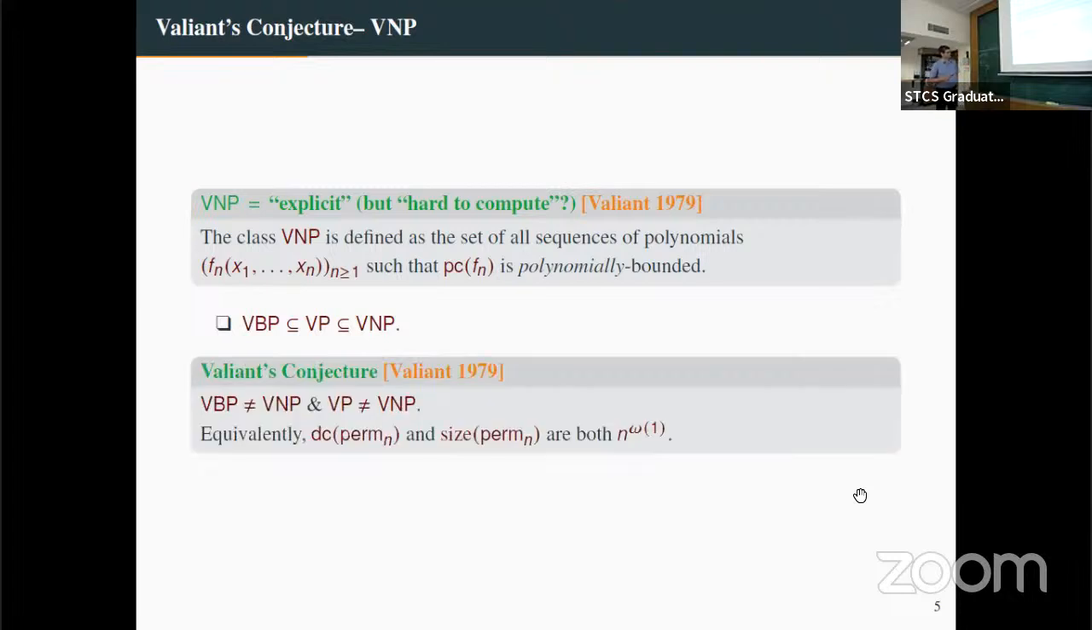In fact, Valiant already conjectured them to be different. Precisely, he conjectured that determinant and permanent complexities are strictly separate. So the permanent cannot be written as a small determinant. You have to pay the price of n to the super constant. Moreover, in the same spirit, we conjecture that VP is also separated from VNP. In fact, a more refined version is that VBP is different from VP, and VP is different from VNP. Every part is different.